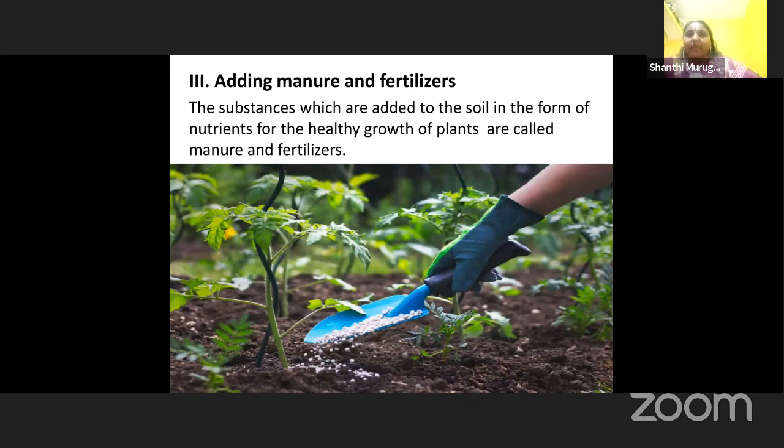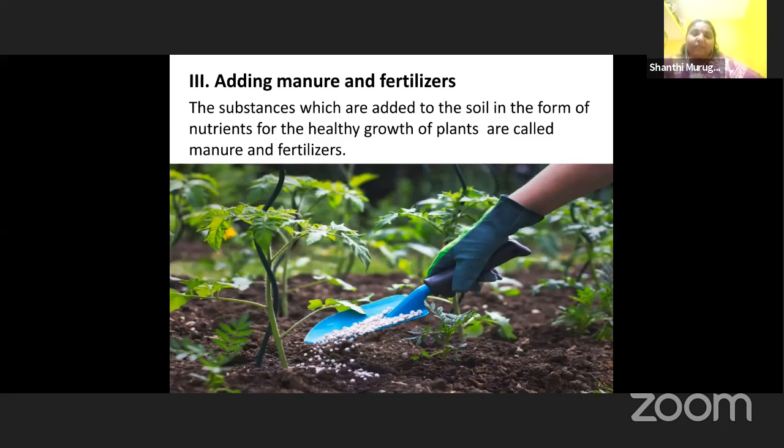peanuts, okay. Because leguminous plants have root nodules in their roots, so they will fix the atmospheric nitrogen in the soil. Nitrogen is very, very important for plant growth, okay. So this is also a type of adding manure. And at the end of their cultivation, farmers take the waste products of plants, decompose them, and again add them as manure to the soil.